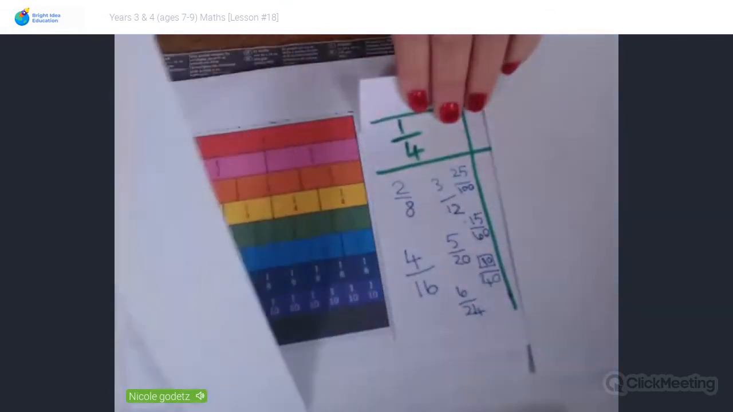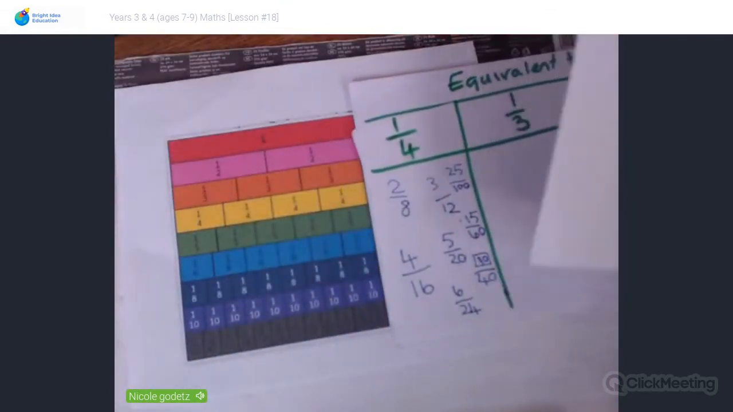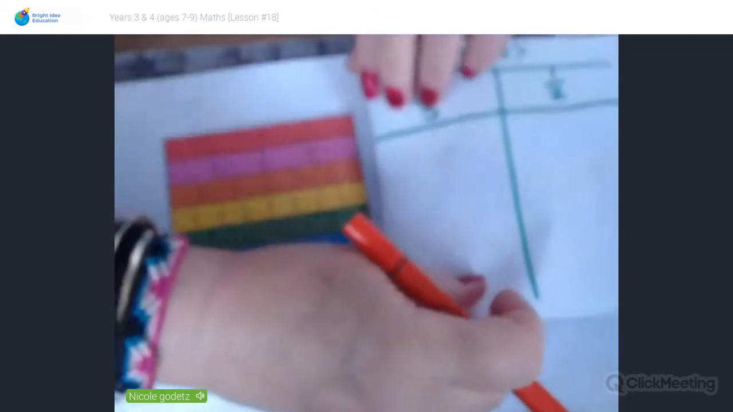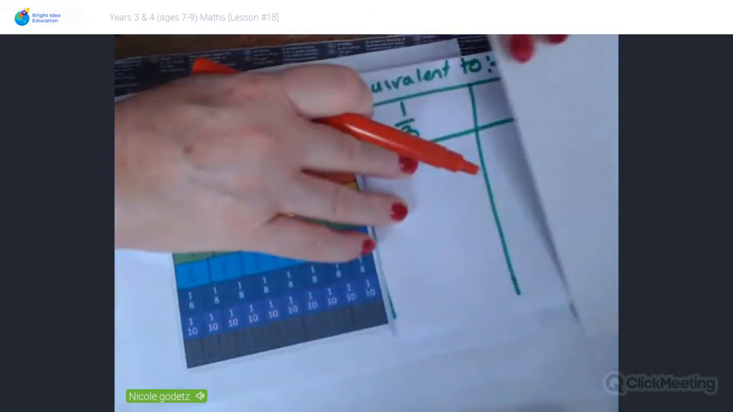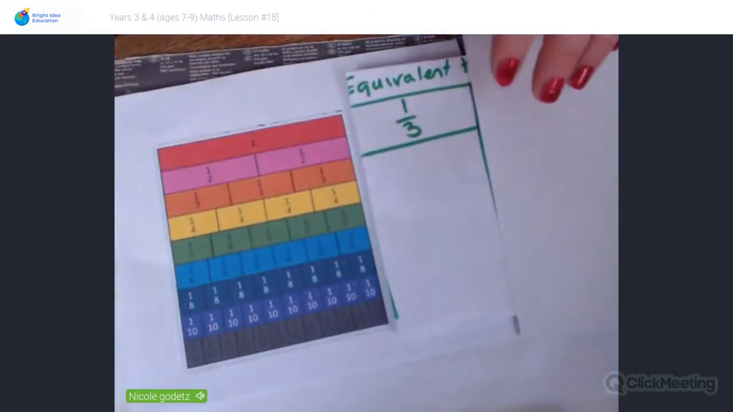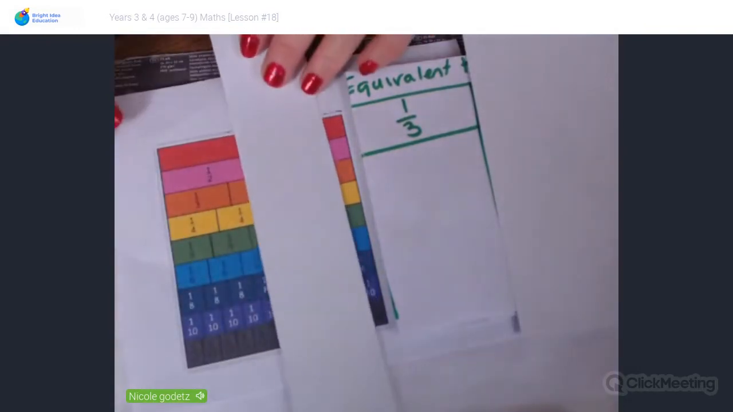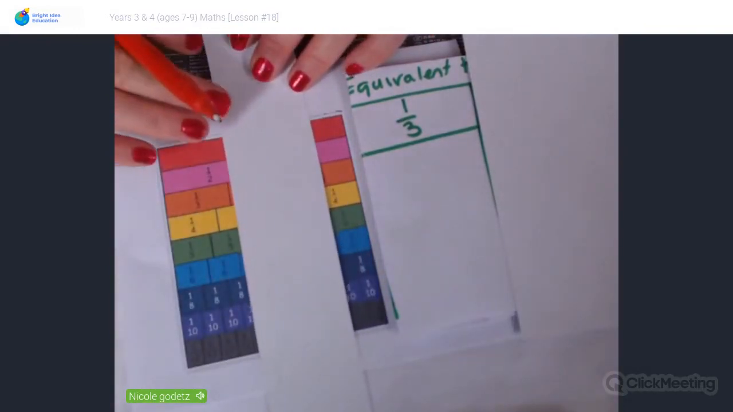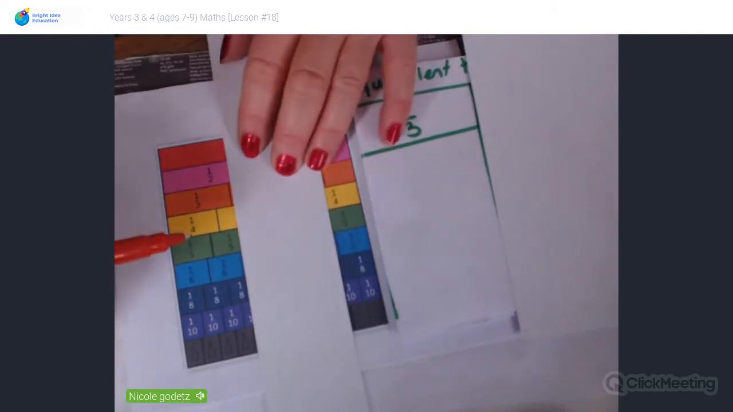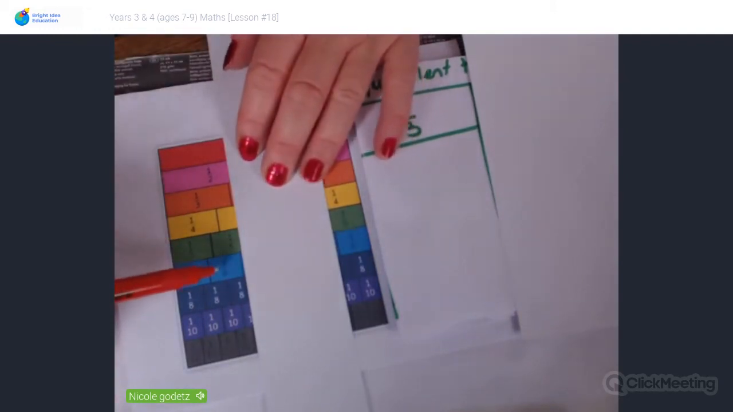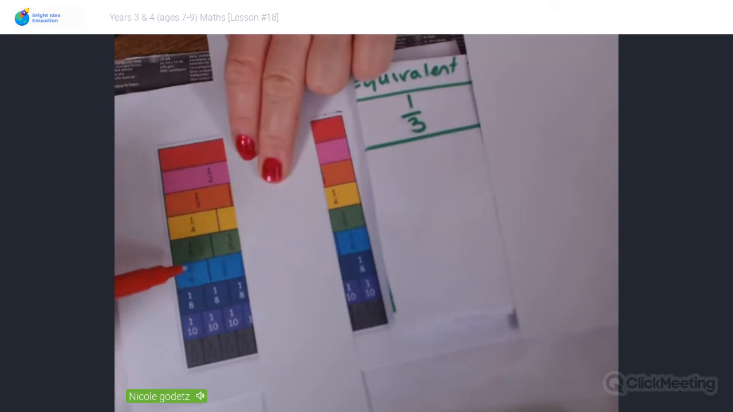So let's think now about thirds. Let's think about what fractions are equivalent to a third. Let's start off by using our fraction board. What can we see on here? Okay, a third. Well, how many sixths is the same as a third?